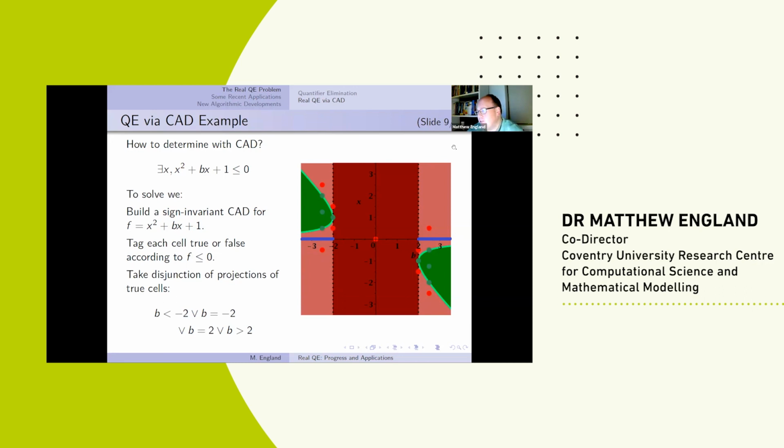So this process was introduced by George Collins in the 1970s as the first actual tractable algorithm that was implemented to answer these problems. So the original work of Tarski was a theoretical work that was never actually implemented. This was the first implemented algorithm to study the problem.